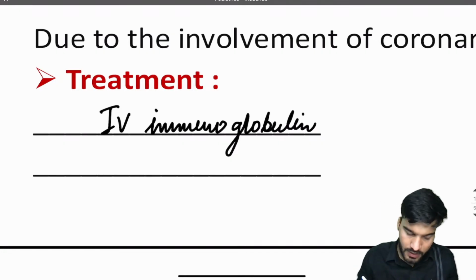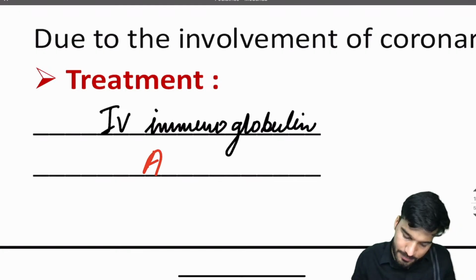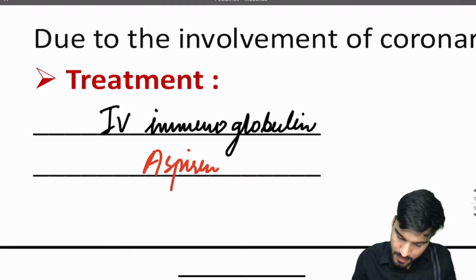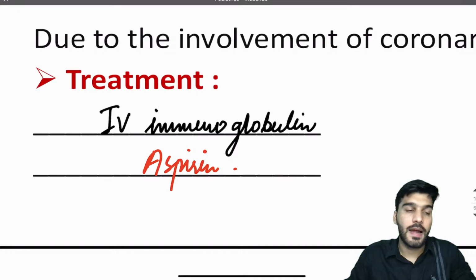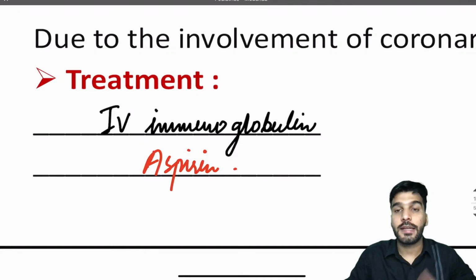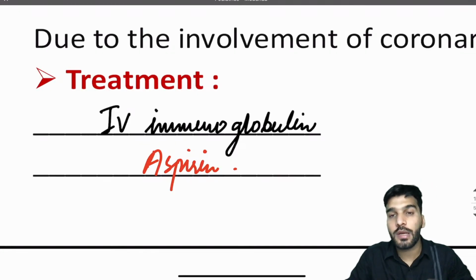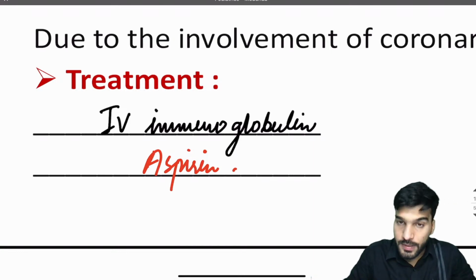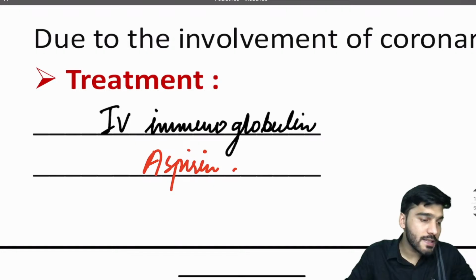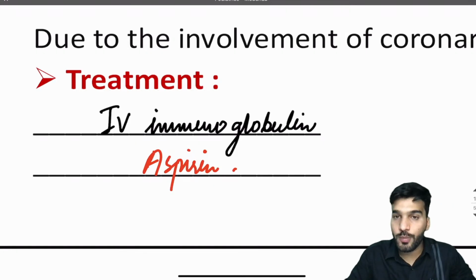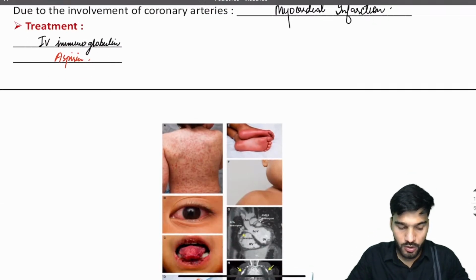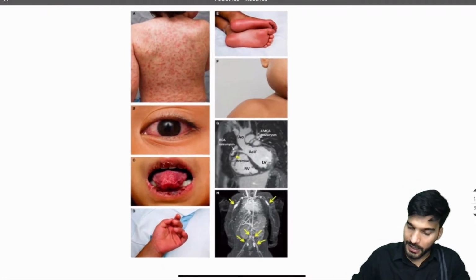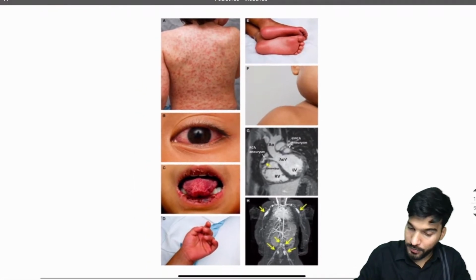Treatment is IV immunoglobulin and aspirin. If IVIG is not working, then we can go for the steroids. It's the only condition in children where we are giving the aspirin, otherwise aspirin causes Reye's syndrome. Now the images that they can ask from Kawasaki disease.